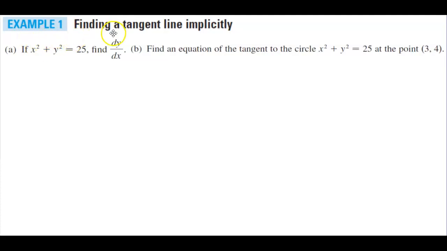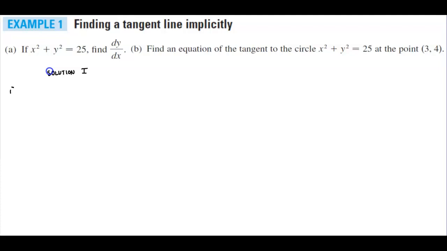Okay, example 1, we're finding a tangent line implicitly. For part A, if x squared plus y squared equals 25, we're going to find dy dx. In part B, we're going to find an equation of the tangent to the circle x squared plus y squared equals 25 at the point 3, 4. So the first thing we're going to do is solve for solution number 1.